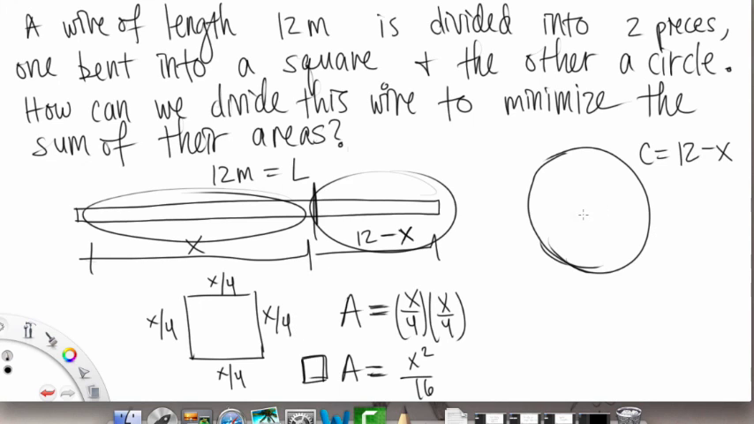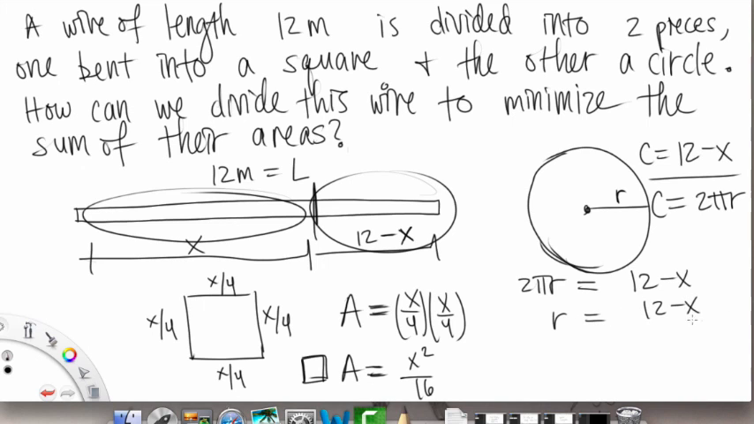But the circle is going to be a little more complicated because we have to deal with a radius. All we have to work with is C equals 12 minus x, and according to the circumference formula, C is 2 pi r. So 2 pi r is equal to 12 minus x. We just want to deal with x's, so r is equal to 12 minus x divided by 2 pi. Working with this, we can now find our area formula for the circle.